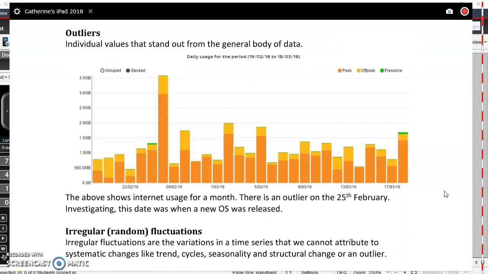Outliers. Outliers are what can stand out from the general body of data. So you see here, from a few years ago, my internet usage for the month of February. You can see there one day really stands out. That's an outlier. It might be some kind of special event, or something has happened that day to really kick up the usage.